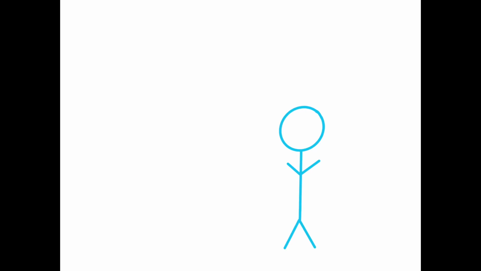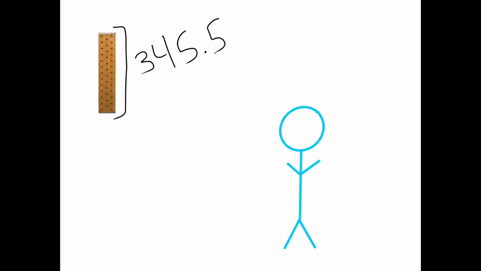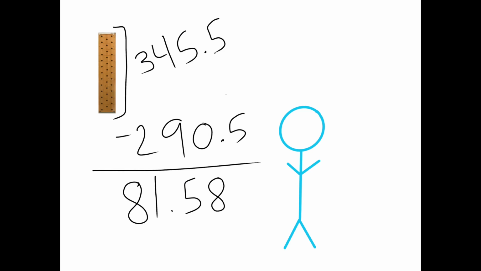We know this number is accurate because in our example, we could actually measure the climbing wall. The height of our object is 345.5 centimeters, and the height we got by using our theory is 290.5 centimeters, which is only 81.58 centimeters off.